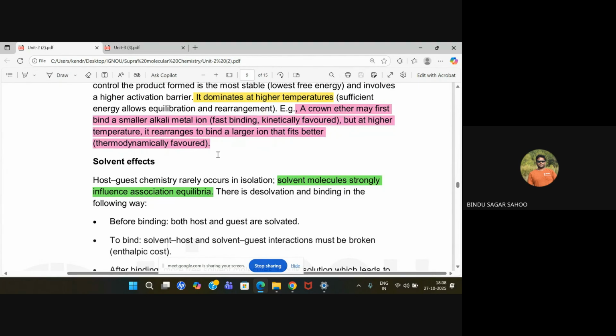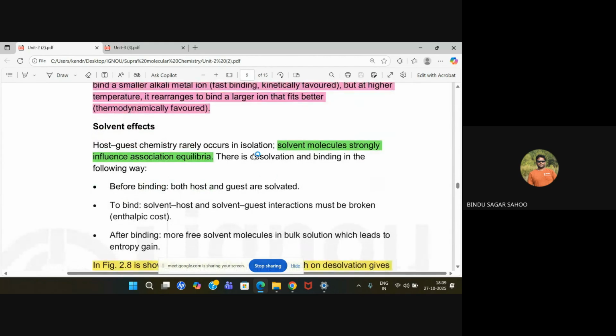Definitely, in the association equilibria, the solvent molecules are not stable throughout the complex, or in a particular pot. They are just moving from one complex to another. So there are dissolution and binding processes. Now we'll discuss the dissolution and binding process of the solvent molecules.